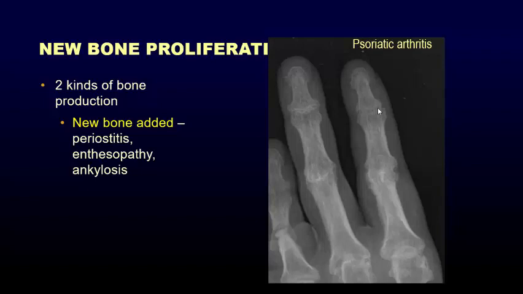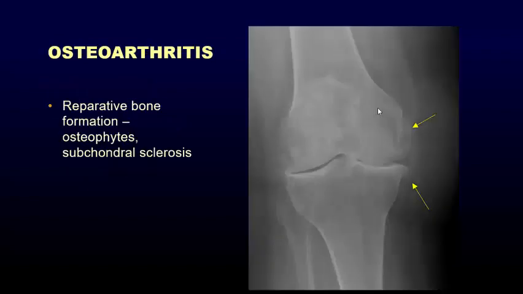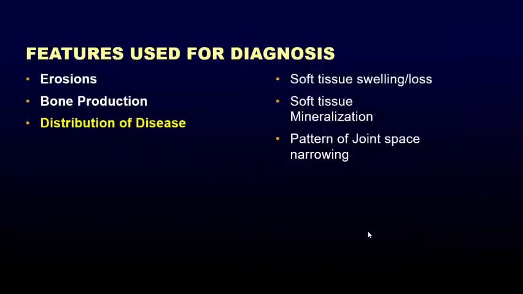Psoriatic arthritis, typically in the hands, potentially psoriatic or reactive arthritis in the foot. In comparison, reparative bone formation is what you're typically seeing in osteoarthritis, where it forms osteophytes. It has subchondral additional bone formation that looks like sclerosis on the plain films. Here in a knee with classic osteoarthritis.